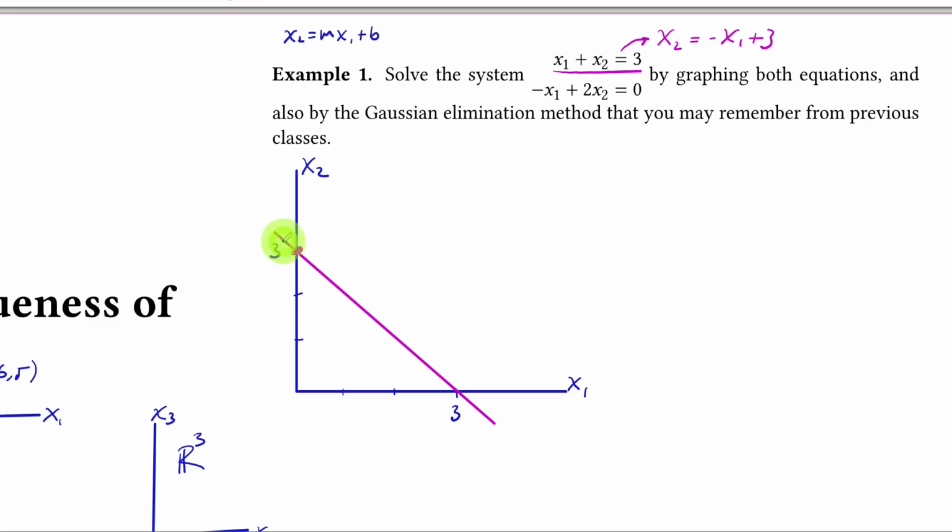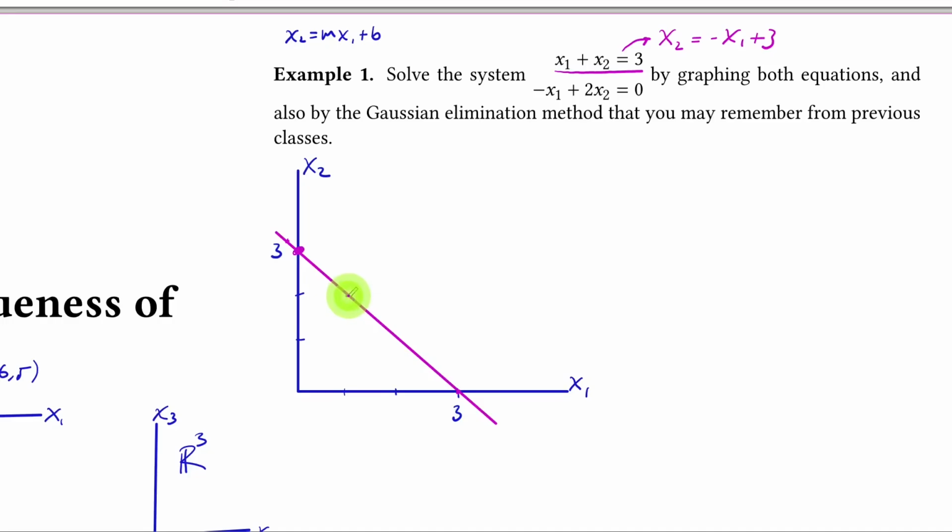And so yeah, all of these other points on the line, like 3, 0, 1, 2, etc., those are all solutions of that first purple equation. But they might not be solutions of the second one. We need to make both of them true, both equations true at the same time. So with the second equation, we can do the same thing.